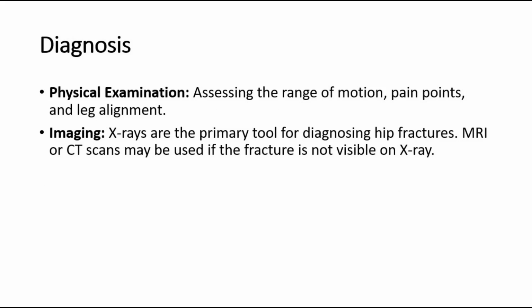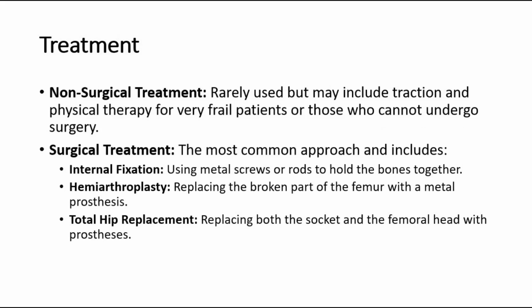For imaging, X-rays are the primary tool for diagnosing hip fractures. MRI or CT scans may be used if the fracture is not visible on X-ray. Treatment can be non-surgical or surgical. Conservative treatment is rarely used, but may include traction and physical therapy for very frail patients or those who cannot undergo surgery. Whereas for surgical treatment, it is the most common approach and includes internal fixation, using metal screws or rods to hold the bones together.